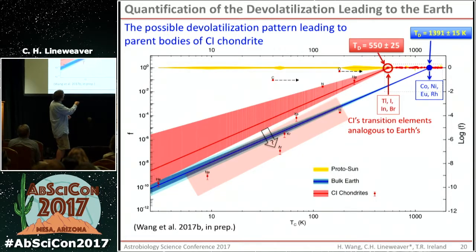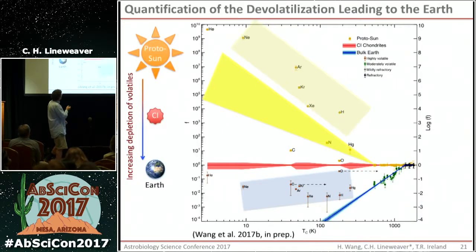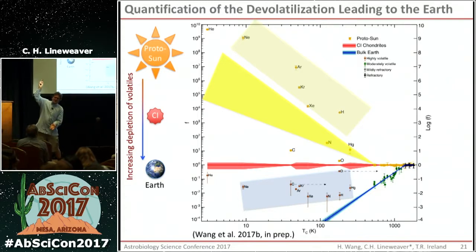volatilization temperature for CIs. As you can see, they're very close to the sun and then they diverge right here. And I'm running out of time. We recalibrated to CIs, just to have a look at it from another way. And we get the sun going up, the CIs normalized to 1.